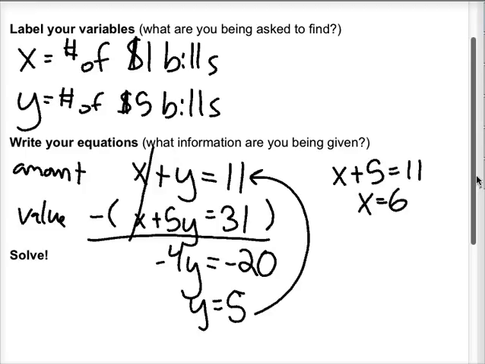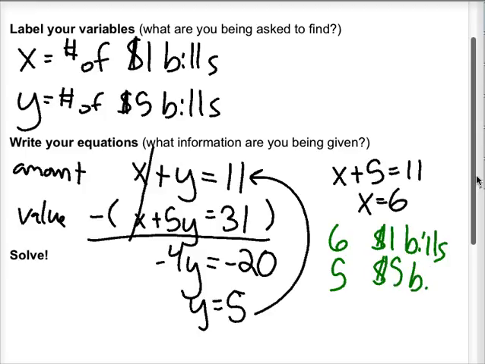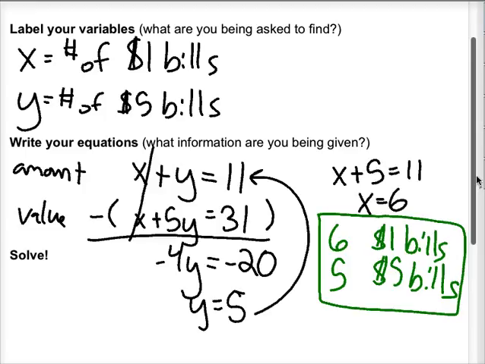Now again, I always want you to consider answering in the context of the problem. Well, in this problem, the student is going to have x $1 bills, so they have 6 $1 bills, and they have 5 $5 bills. So again, when solving these systems of word problems, I do always want you answering in context, please.